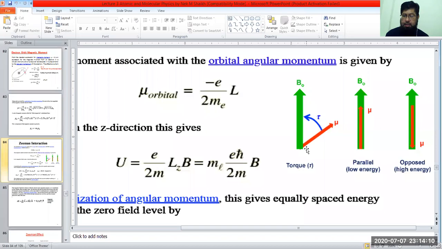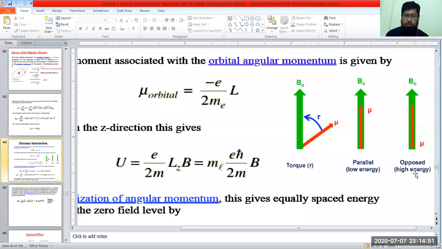When this atom is placed in a magnetic field, the magnetic field will try to rotate this magnetic moment along the direction of the magnetic field. This figure shows that the magnetic moment is rotated along the direction of the magnetic field. This rotation causes a torque, which we call the turning effect of the force. It rotates parallel to the magnetic field, or anti-parallel to the magnetic field, as in the other figure. When it is parallel, we call it a low energy state. If it is anti-parallel, we call it a high energy state.